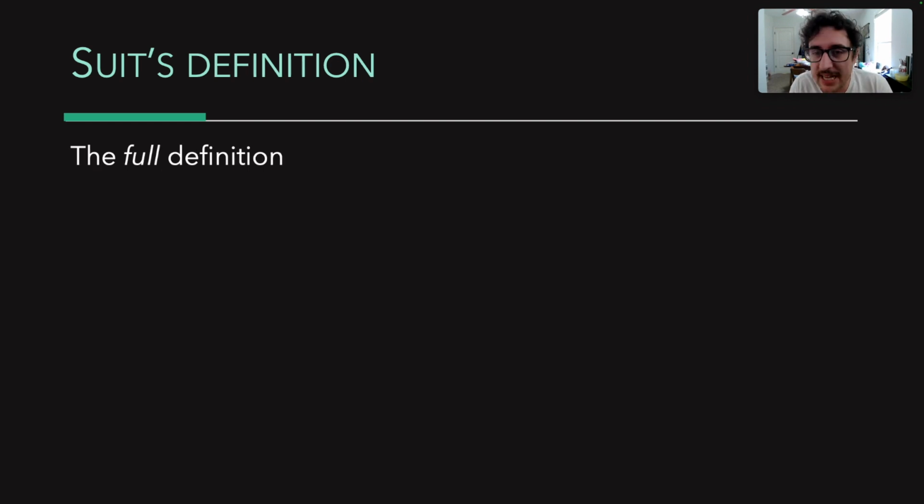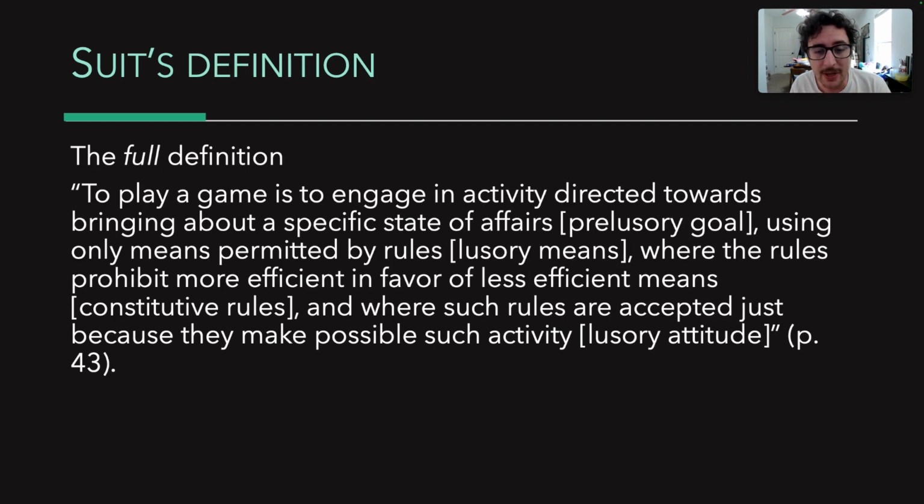So now, revisiting that full definition. To play a game is to engage in an activity directed towards bringing about a specific state of affairs. So, directed towards some prelusory goal. Using only means permitted by the rules. So these are the lusory means. They're what we're allowed to do by the rules, where the rules prohibit more efficient in favor of less efficient means. So these are the constitutive rules, and where such rules are accepted just because they make possible such an activity. That's the lusory attitude. The reason you choose to follow those rules is in order to engage in the activity that these rules make possible.